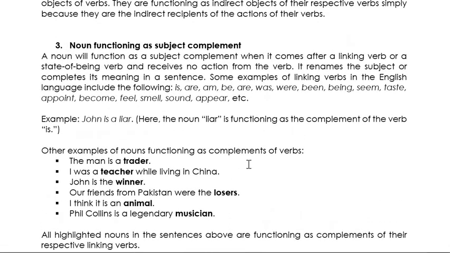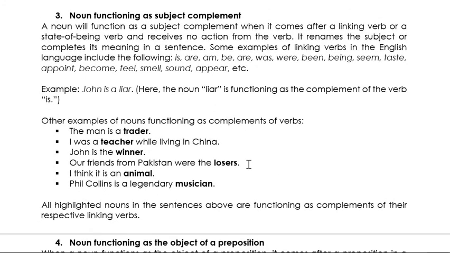Now the third function of a noun: a noun functioning as subject complement. When a noun functions as a subject complement, it simply means that the noun renames the subject of the sentence and tells you what the subject is or what the subject has become. That is what it means when a noun functions as a subject complement. There are two types of subject complements, one with a noun, one with an adjective. The one with a noun is called a predicate nominative. So whenever you hear a predicate nominative, you know it's actually a subject complement.